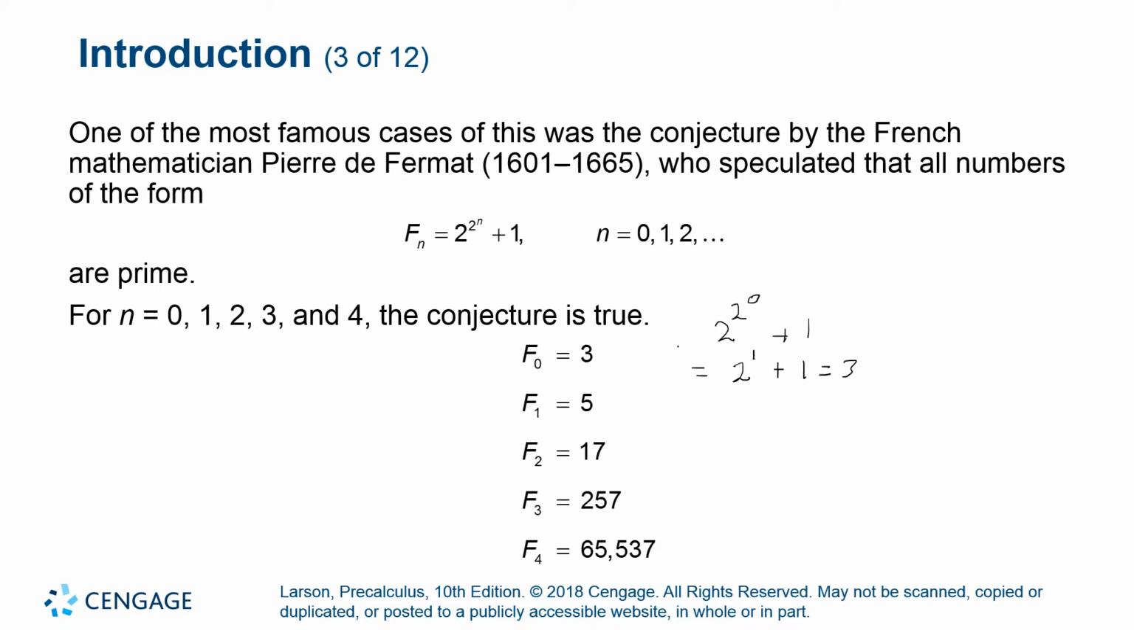When I put n equal to 1, it's going to be 2 to the power 2 to the power 1, plus 1, which is equal to 2 to the power 2 plus 1, which is equal to 5. That's also a prime number. It works also for 3. When n equals 3, we get f3 equal to 257, which is also a prime number. If we go to f4, we get 65,537.